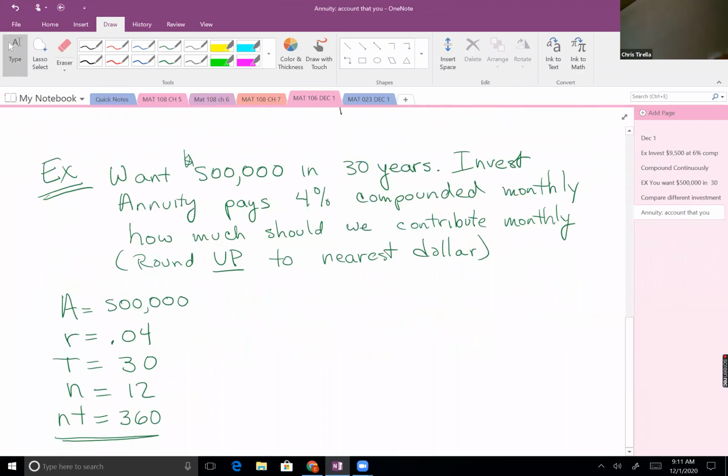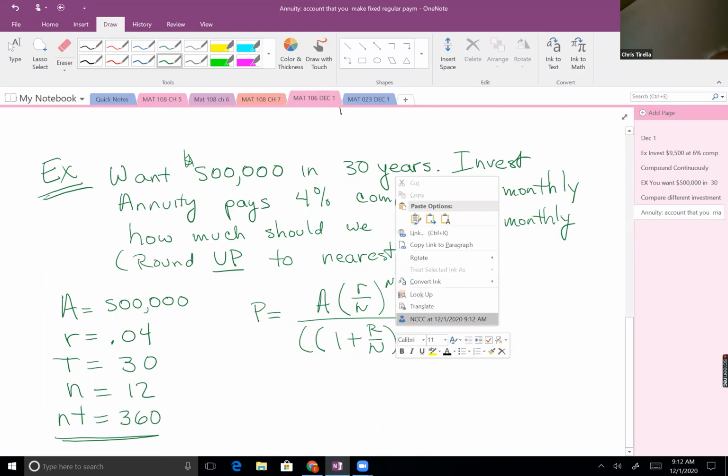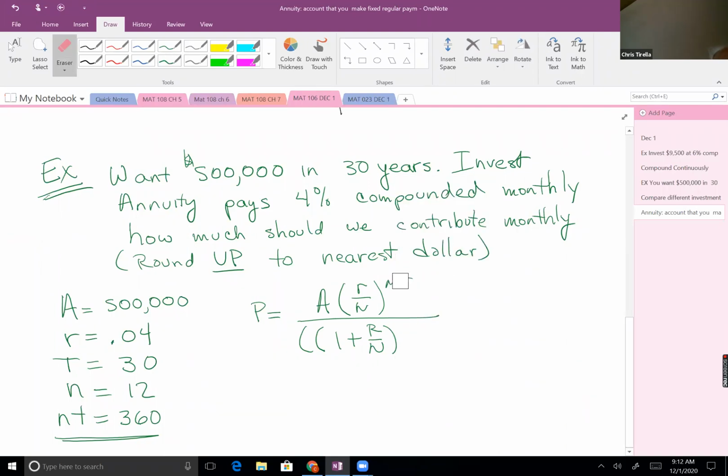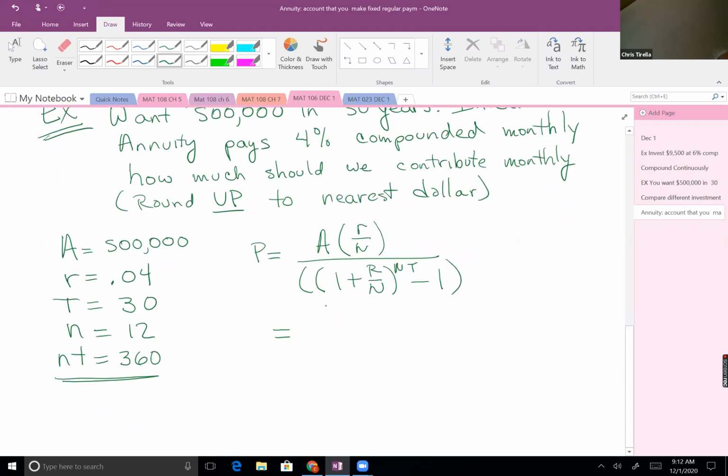So now we're going to use that formula where we're looking for the payment. P equals A times parentheses R over N, over parentheses, 1 plus R over N to the NT minus 1. I'm sorry, I got carried away. There is no exponent in the numerator. So just substituting, A is that 500,000.